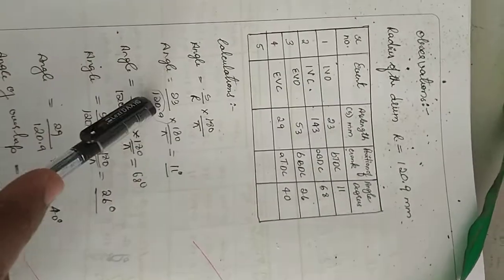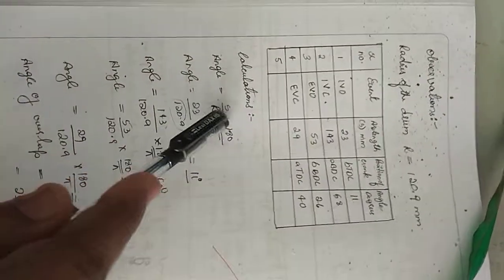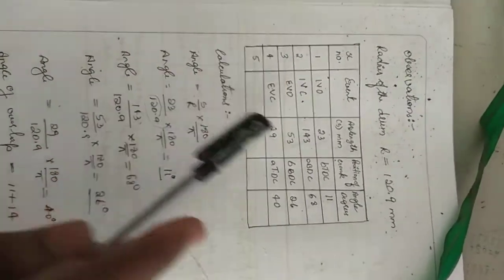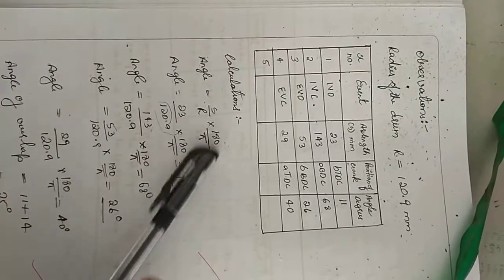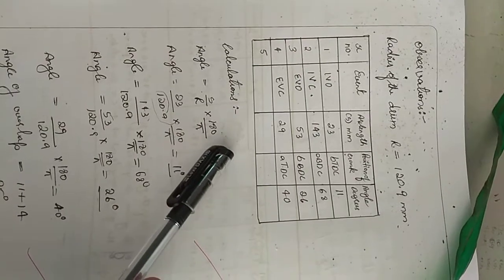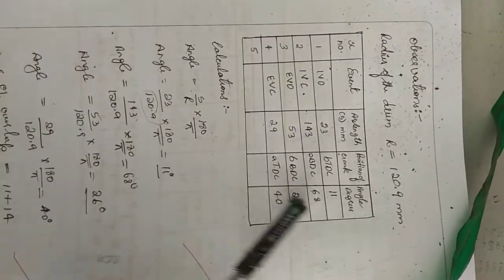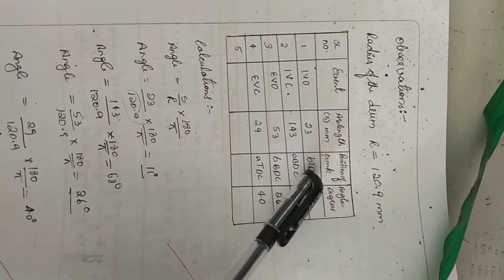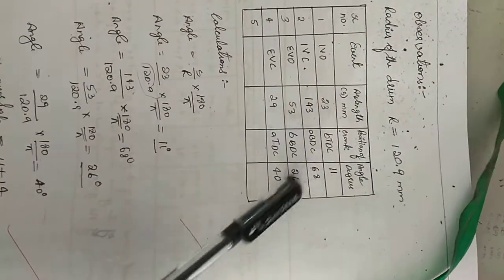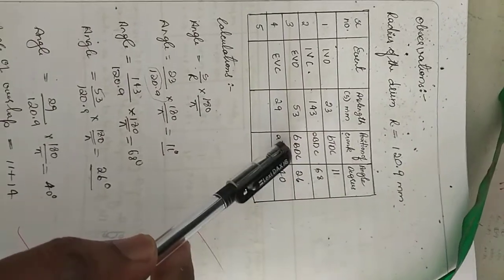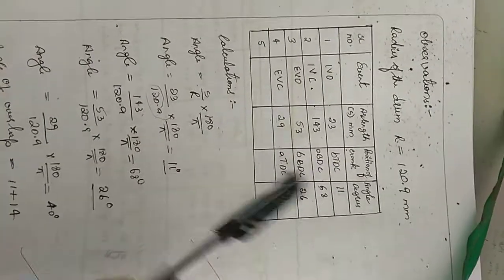Calculate the angle by substituting in this formula, where S is the arc length, R is the radius of this flywheel, and multiply it by 180 by pi. You will get the angles: 11 degrees before TDC, 68 after BDC, 26 before BDC, and 40 after TDC.